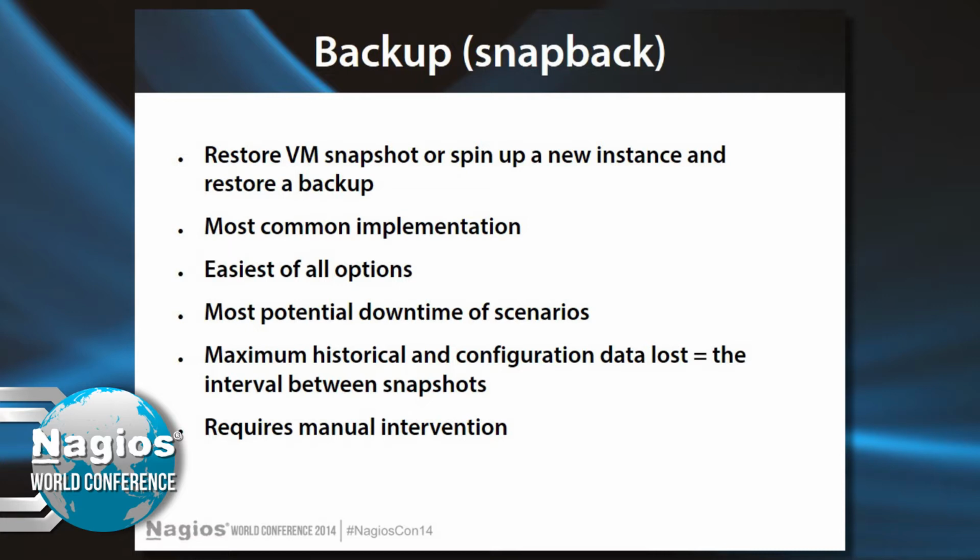First and foremost, backup. We'll call it snapback because you're technically losing historical data. This is the most common solution that people deploy. It's not a failover solution. It's at most a disaster recovery solution. It's usually restore the dang VM to an earlier point in time or spin up a new instance, bring the backup over. It's very, very easy. It also has the most potential downtime. It also leads to the most historical data loss.